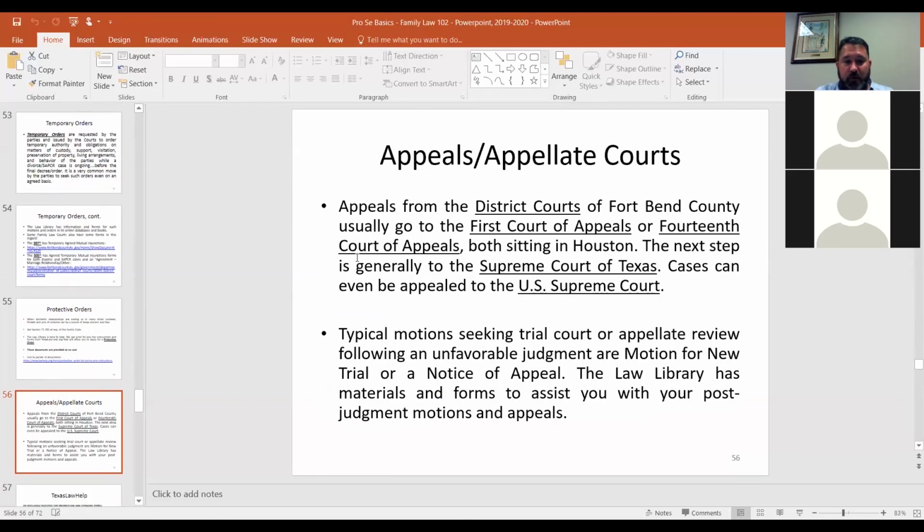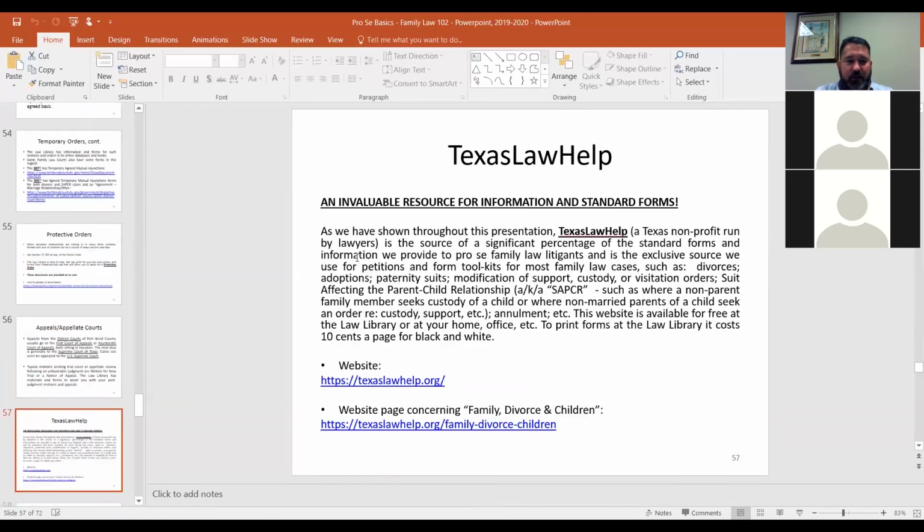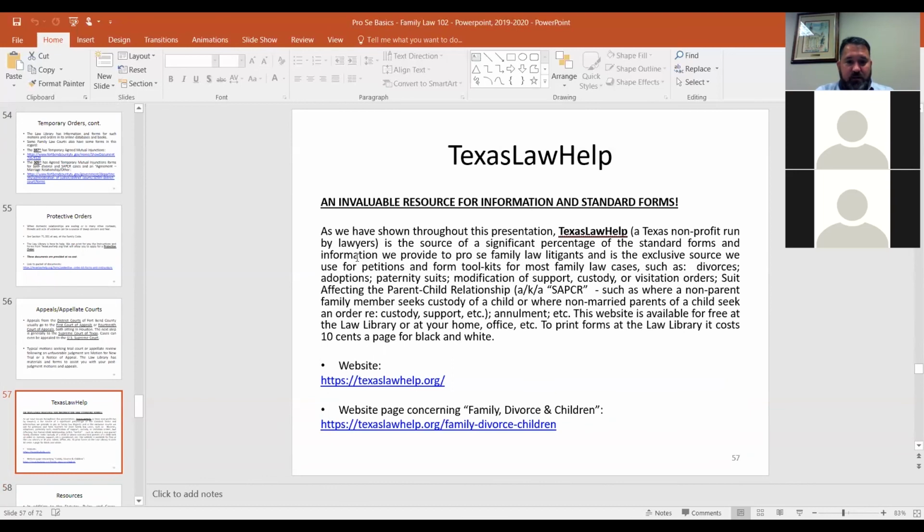Appeals, obviously, cases can be appealed to the next level of courts, and obviously there are rules and timeframes concerning that. So if you lose, you have a means to try and challenge that. Texas Law Help, like I said, is an excellent resource that we use quite a bit.